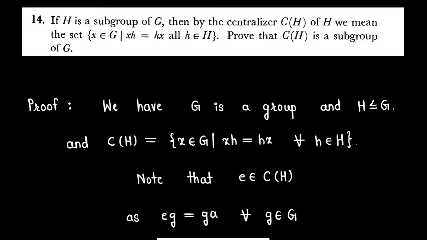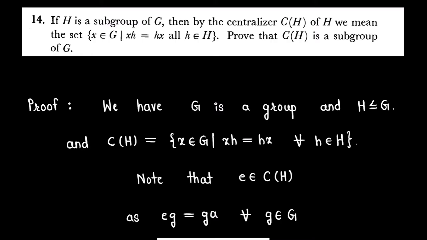Here is the question: if H is a subgroup of G, then by the centralizer C(H) of H we mean the set of all elements x in G such that xh is equal to hx for all elements h in subgroup H. Prove that C(H) is a subgroup of G. So here we have to show that the centralizer of a subgroup H is a subgroup of G.